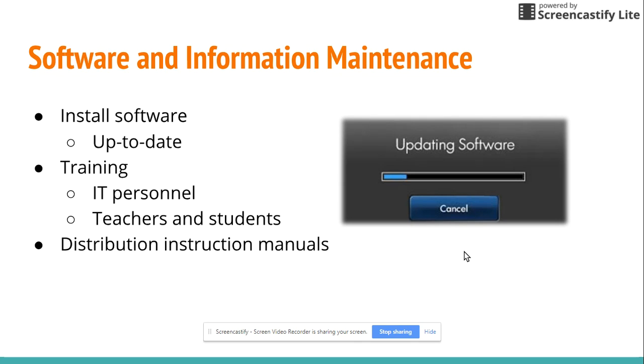One of the very first things that you want to incorporate is software and information maintenance. With that, you want to make sure that you've installed current software that's really going to be used in your district. Once you've installed it, make sure that you keep it up to date so it keeps working smoothly. And next, you need to train your staff on how to use that software, starting with the IT personnel. Then they can teach the teachers and students how to use it. And then make sure that there are instruction manuals available, because it would be hard to incorporate every single thing into a training session.